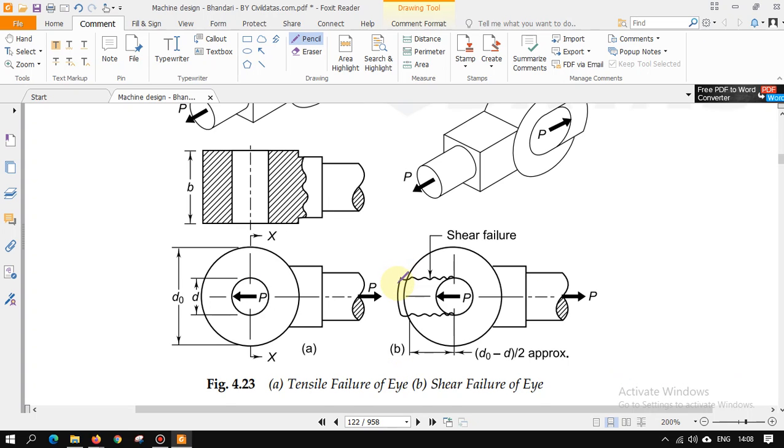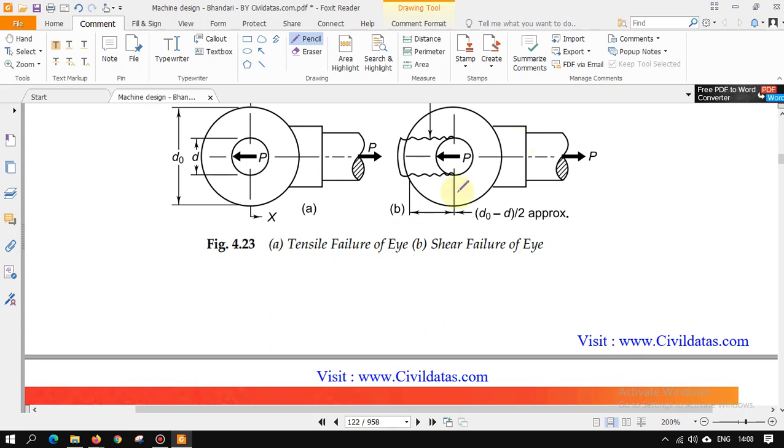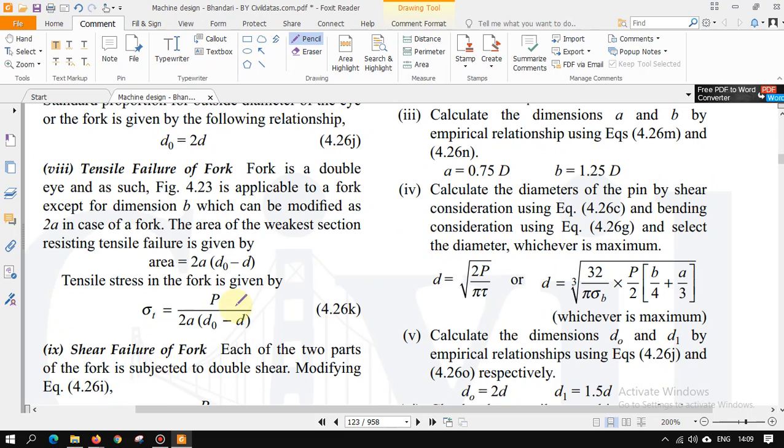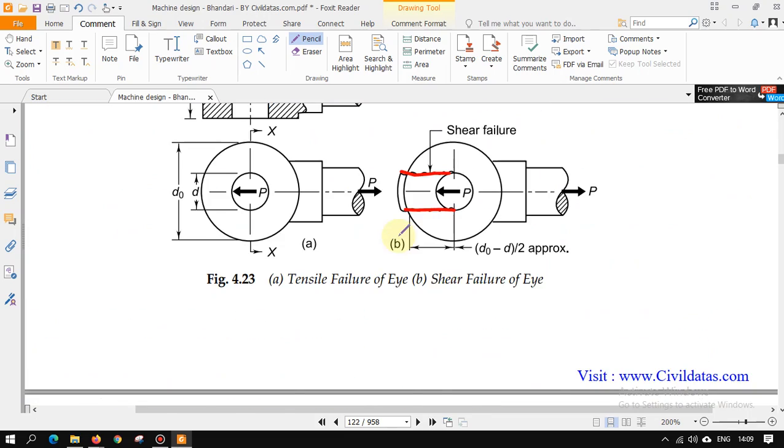What is the main reason behind it? The main reason is why it is half. As you can see, half. Similarly, the applied load is also half, as you have seen in the earlier calculation. So that's why we put P by 2 and also divide it as half. After that we can find tau is equal to P by b(d naught minus d). So that is for the I end.